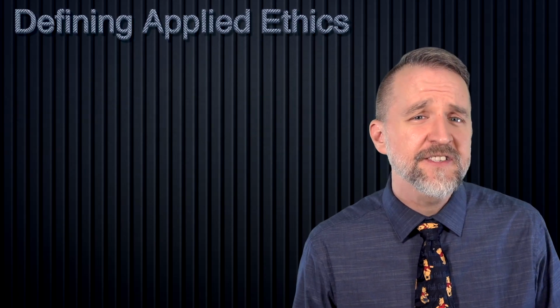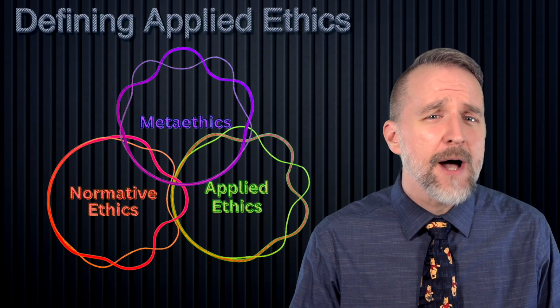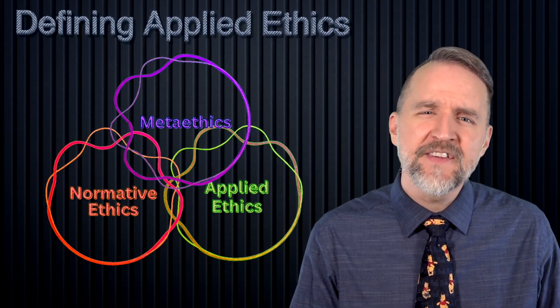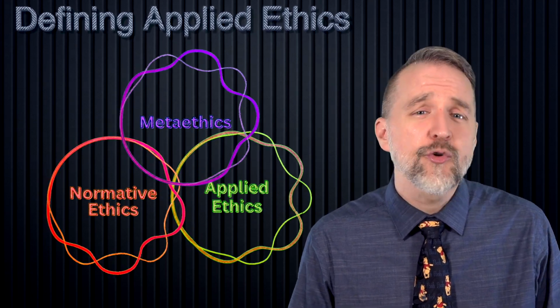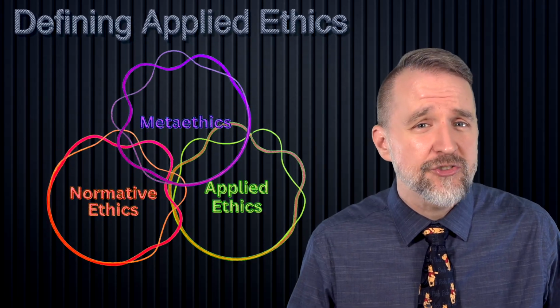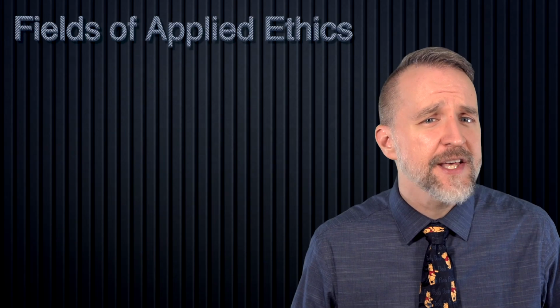This definition helps us to think broadly about applied ethics. It also helps us to acknowledge that the boundaries between the different branches of ethics can be a bit blurry. Sometimes metaethics bleeds into applied ethics, for instance, when we have to define words like person to figure out how best to address a real-world issue. Let's shift our focus now to talk about the different fields within applied ethics.